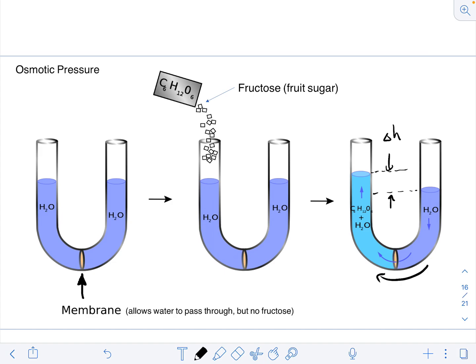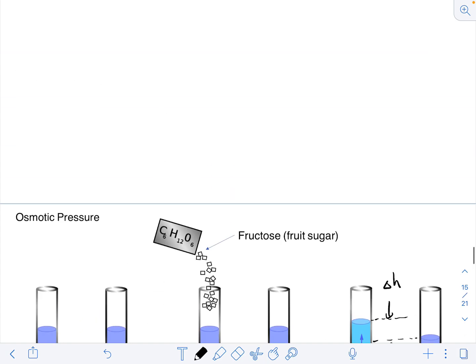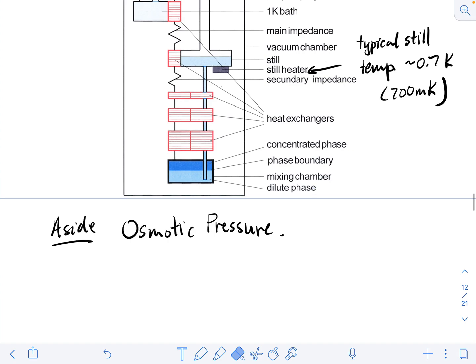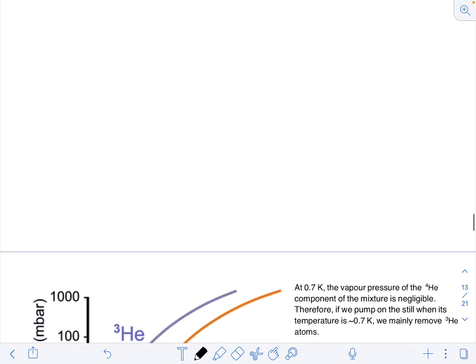And so what we could do is we can associate a pressure with the solute of sugar added to the water on the left-hand side. And so that pressure is called an osmotic pressure. So in fact, I think I probably got ahead of myself here. I'm going to make this aside on the next slide.